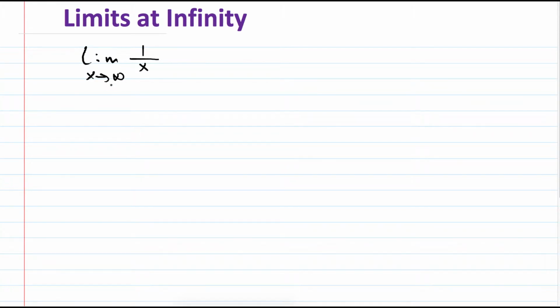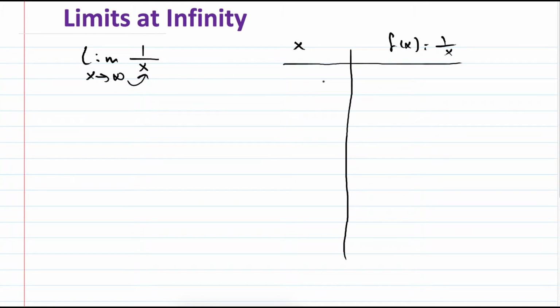So what does this mean? Well, basically, I want to know what the function approaches as I put larger and larger values right here. Suppose I have x right here and I have f of x right here. f of x equals 1 over x. If I put 1 into the function, what will I get? Well, I will get 1 because 1 over 1 is just 1. What if I put 10 inside the function? Well, it will be 1 over 10. It will be 0.1. What if I put 100?